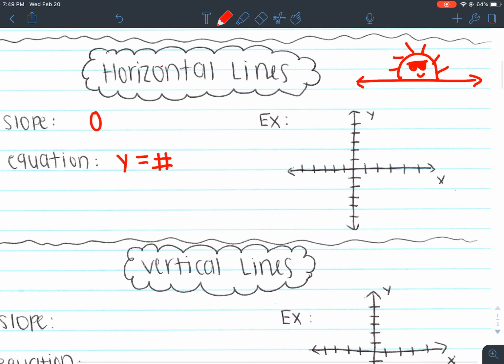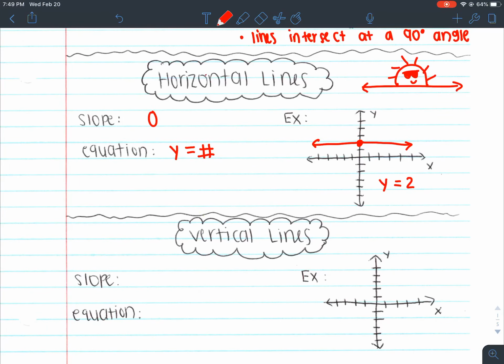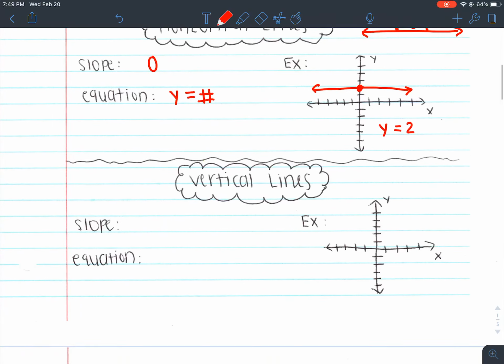Okay? So let's do an example. If I'm going to have a y equals a number, I'm going to put a point at 2 here. And I want to draw a horizontal line through that. The equation of this line, so what axis does it go through? It goes through the y-axis at the point 2. So the equation for this one would be y equals 2. And this is kind of just a review. We did this in the last unit.